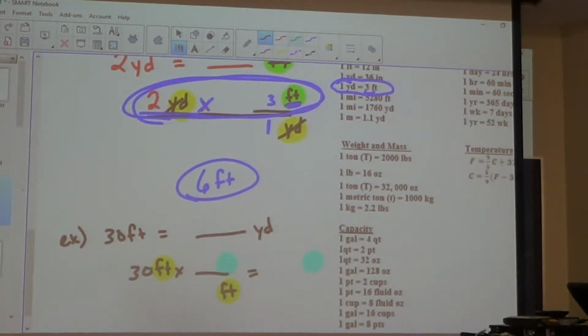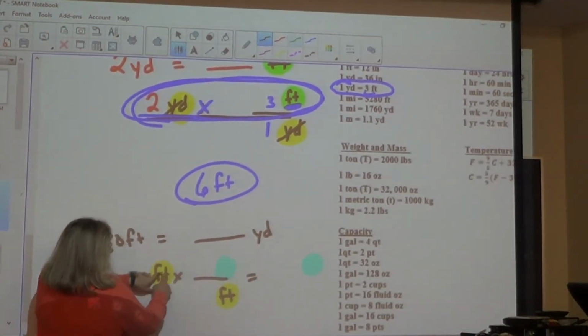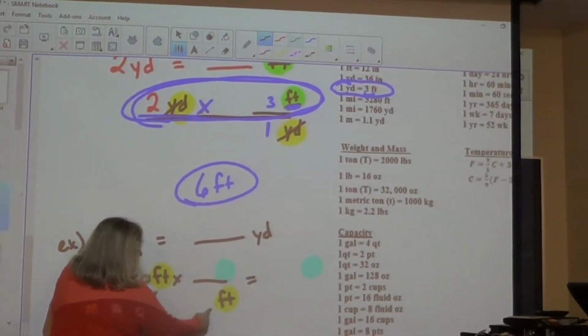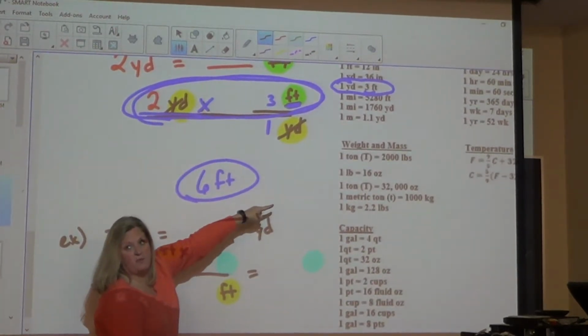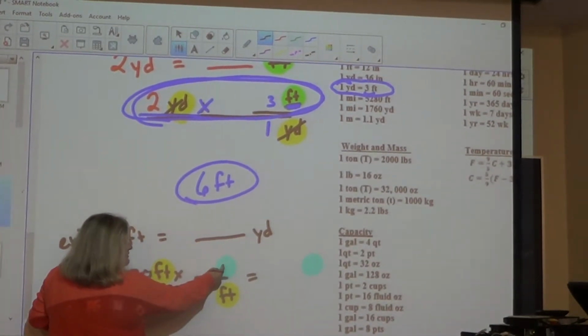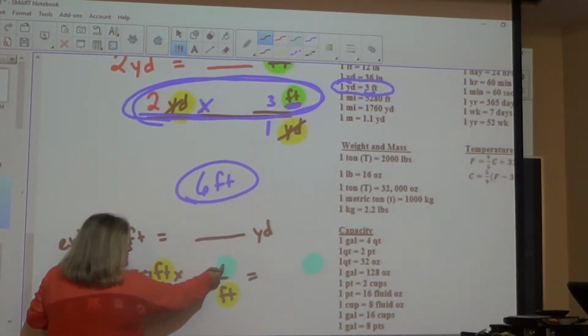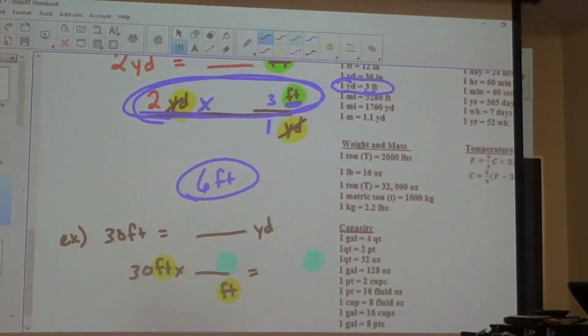You start off with what you're given. I was given feet. Feet go down there so they'll cancel. Up here, I was given yards. That's why yards went on the bottom. So feet goes on the bottom. What's going to go here? Yards. Okay, feet on the bottom, yards on the top. So my yard is going to go here.